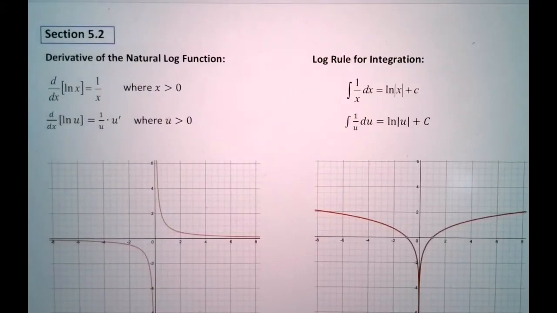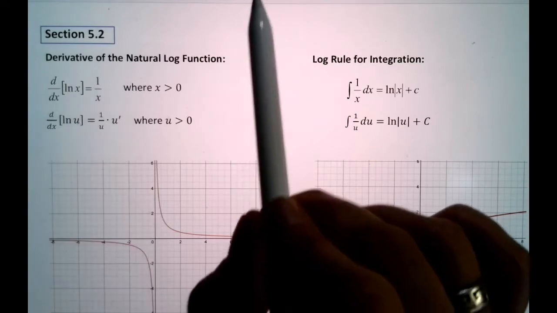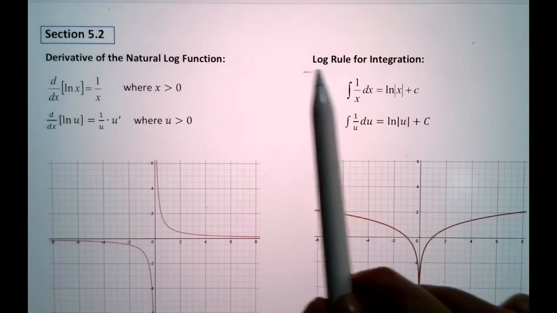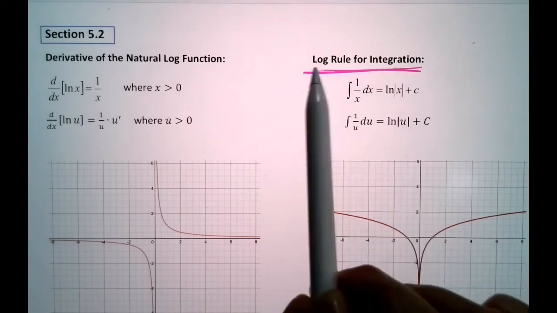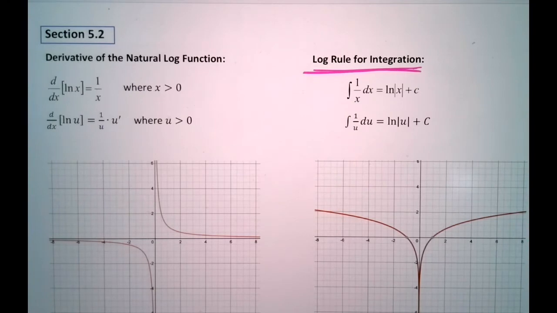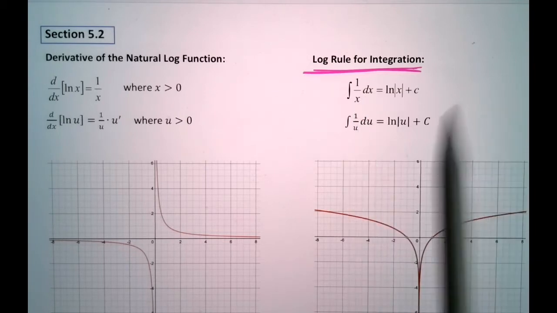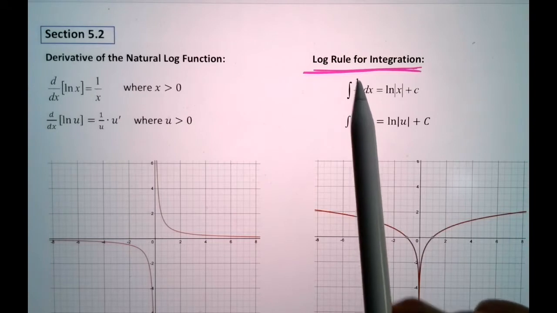So here we are in section 5.2, where we are talking about the log rule for integration. That's really where we want to be over here. And this is something you might have learned in Calc 1. Sometimes they don't get to this, or it's not in the curriculum. So this is potentially new. Right, 1 over x dx, we have this antiderivative rule of natural log absolute value of x.